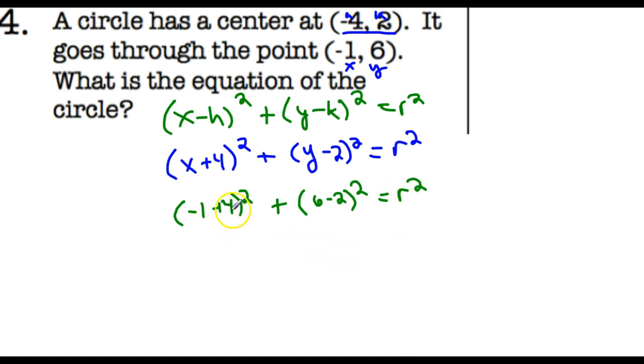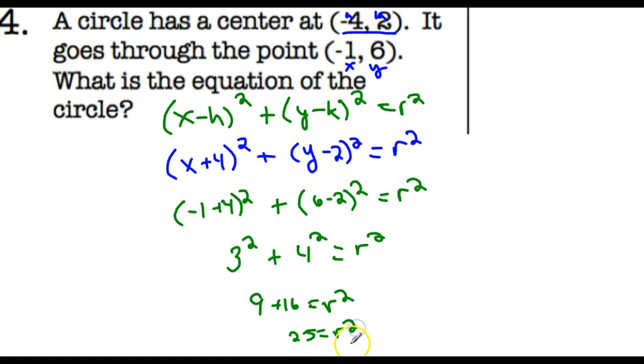So -1 plus 4 gives me 3. 6 minus 2 gives you 4. And that equals the radius squared. So 3 squared is 9, 4 squared is 16. And so I get 25 is equal to the radius squared. You can square root this and say, hey, the radius must be 5.